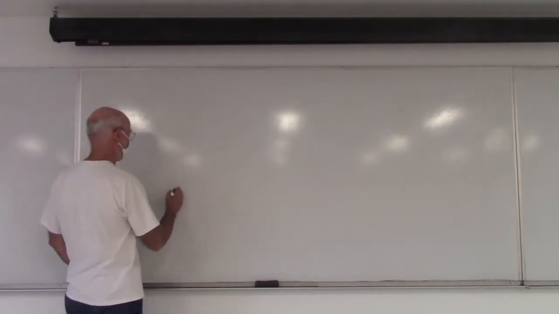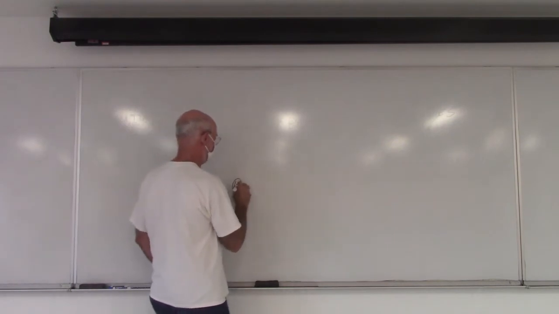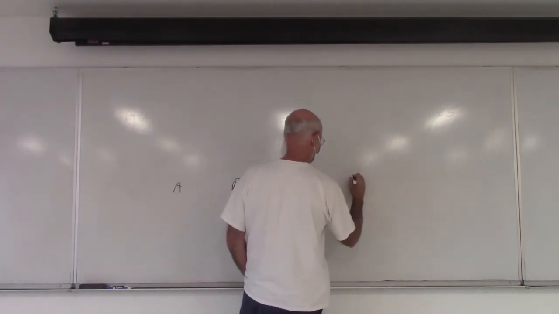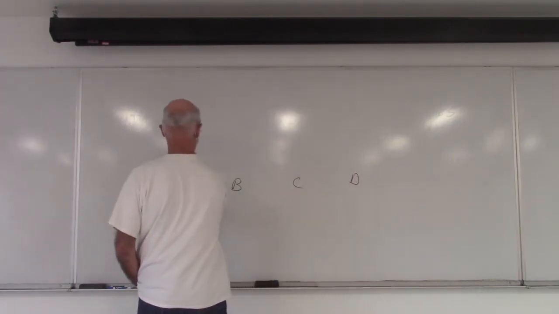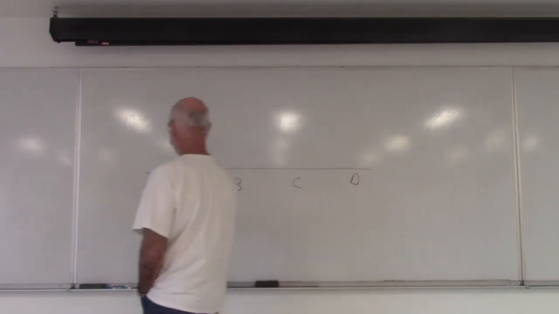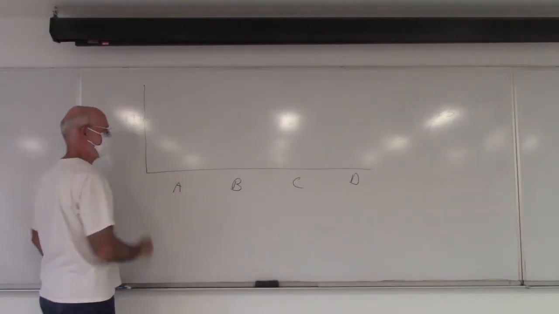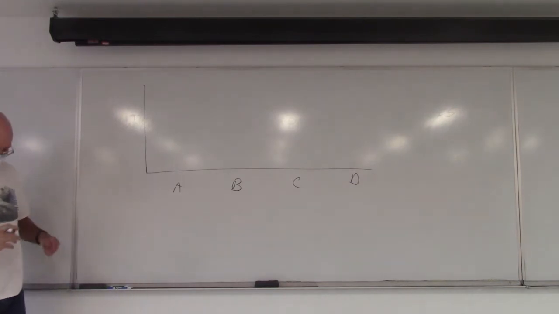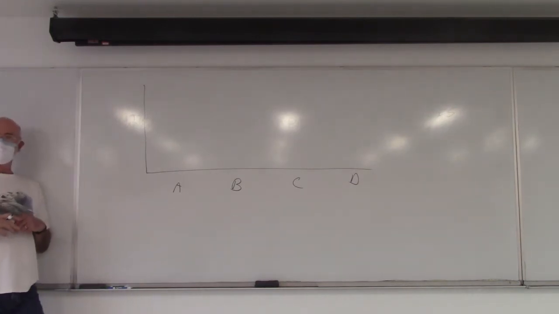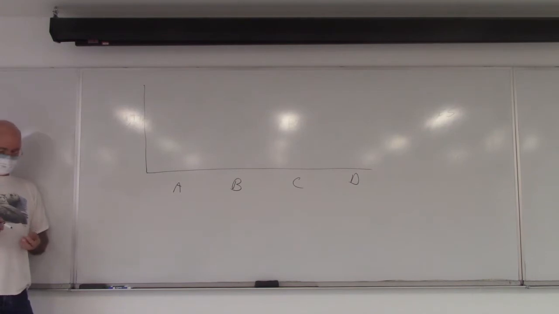Let's imagine we have group A, group B, group C, and group D. We want to compare those four groups. How should we do it? Ideas? Well, what should we look at? All right, so we put up some box plots.